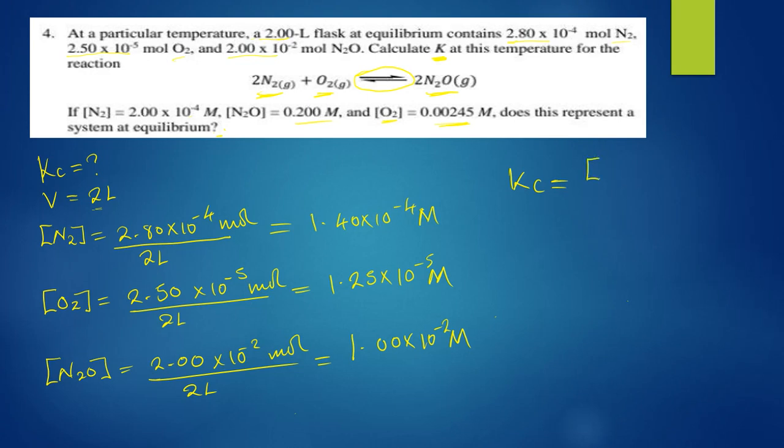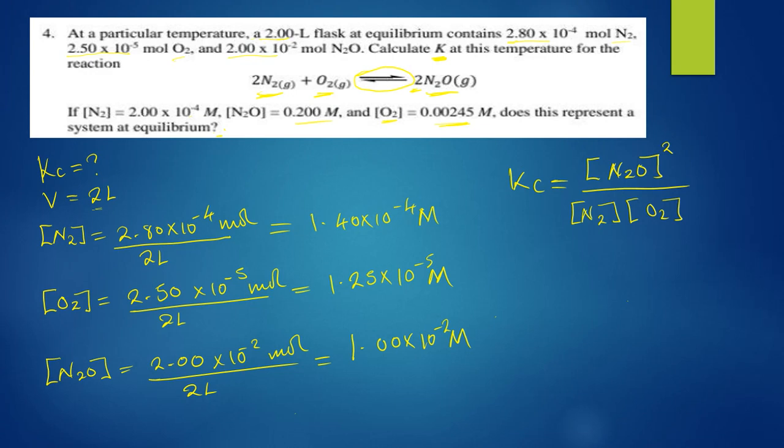So what's the product in this reaction? That's nitrogen oxide, over the equilibrium concentration of the reactants. So we have nitrogen and oxygen, and each must be raised to its stoichiometric coefficient. For nitrogen oxide, you can see 2 in front, so that's the stoichiometric coefficient of nitrogen oxide.